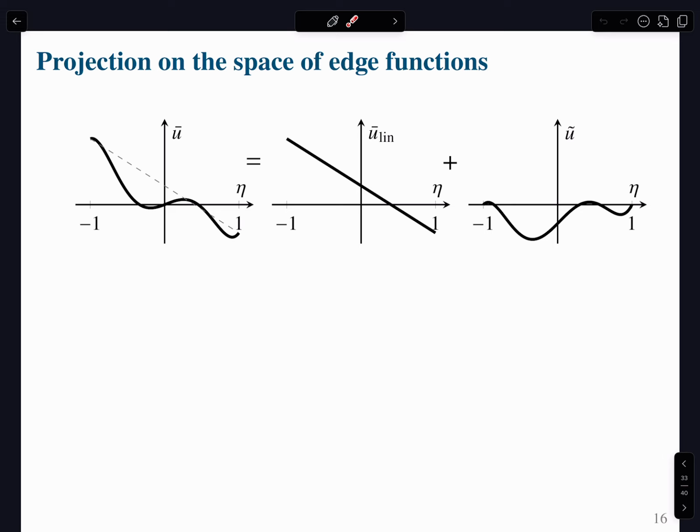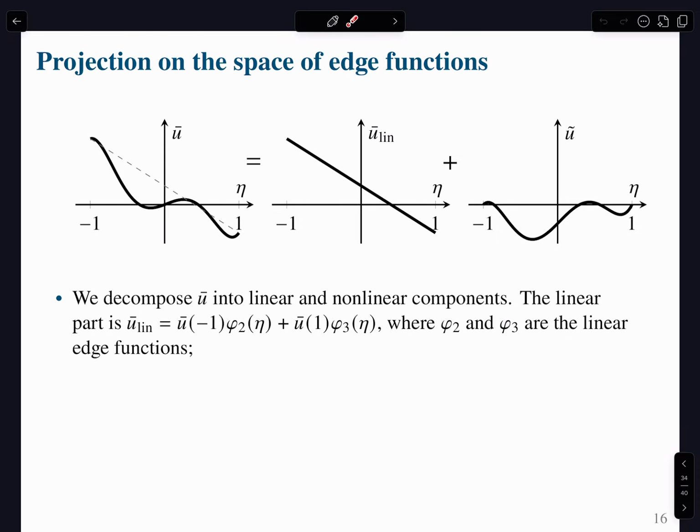Well, it turns out that I can decompose that function in two parts. One that is a linear part, right? And one that is fully nonlinear, right? Just a decomposition of that. Well, you can write the linear part as your original function plus this function here.